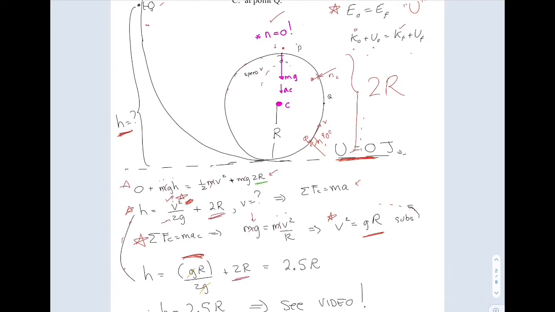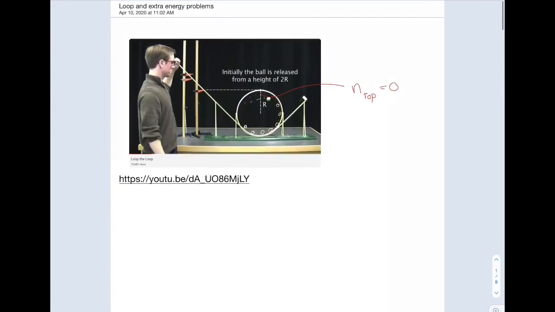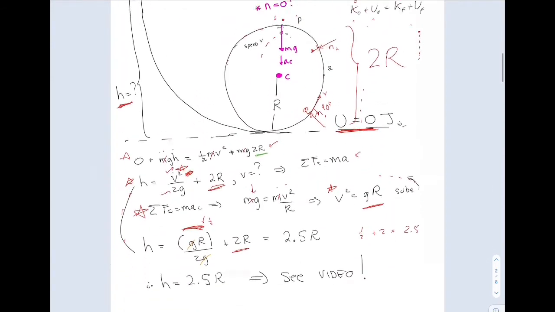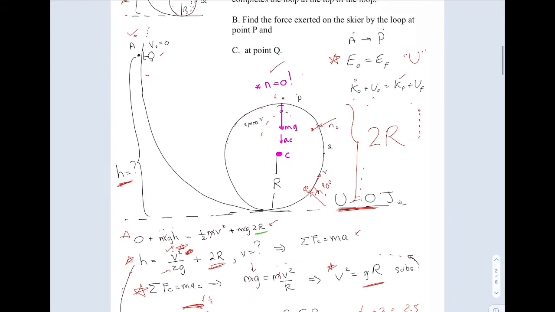Okay, so the g's cancel, and right here I have a half. There's a half because of the 2 on the bottom, plus 2. So 2.5 is 2.5. So that height would have to be 2.5 times the radius. Up here I have 2r, so I'd have to go further above. If you go back to that video, it shows that he's releasing the ball from a height of about 2.5 up here. All right, so that was part A. As long as this person starts from a height of 2.5 times the radius, then the normal force would be 0 at the top.